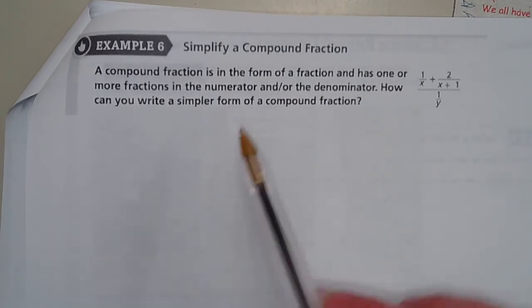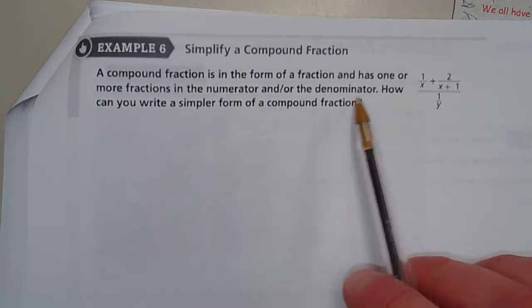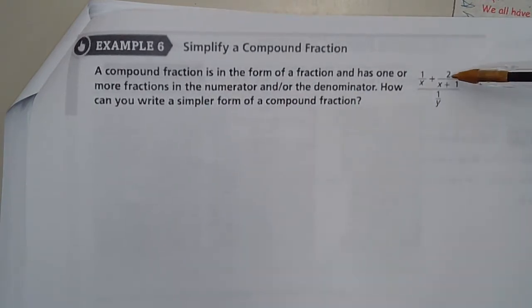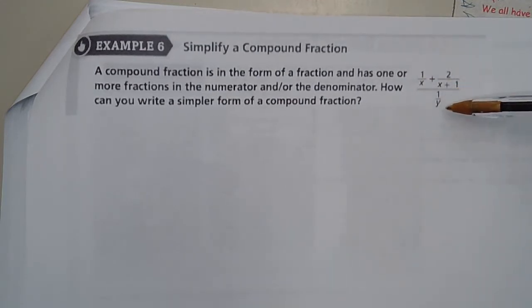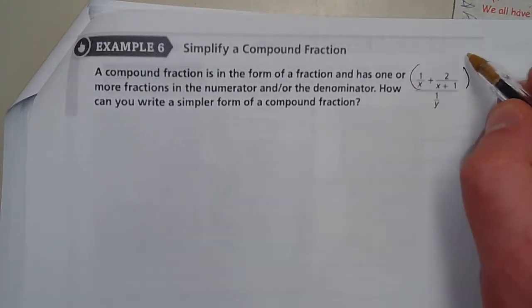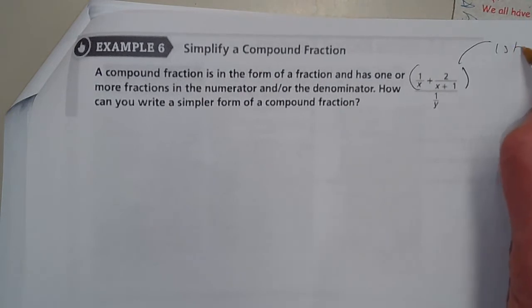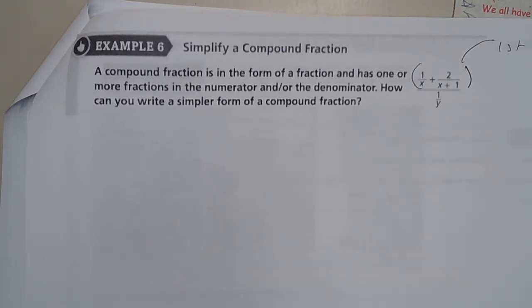A compound fraction is a fraction that has 1 or more fractions in the numerator and/or the denominator. So in this problem, we need to add these 2 fractions together, but then we're also going to divide by this fraction. So we need to think of this in terms of order of operations. We need to do this first, so we need to add those 2 things together. Let's worry about what that comes out to be, and then we'll worry about dividing by 1 over y when we get there.